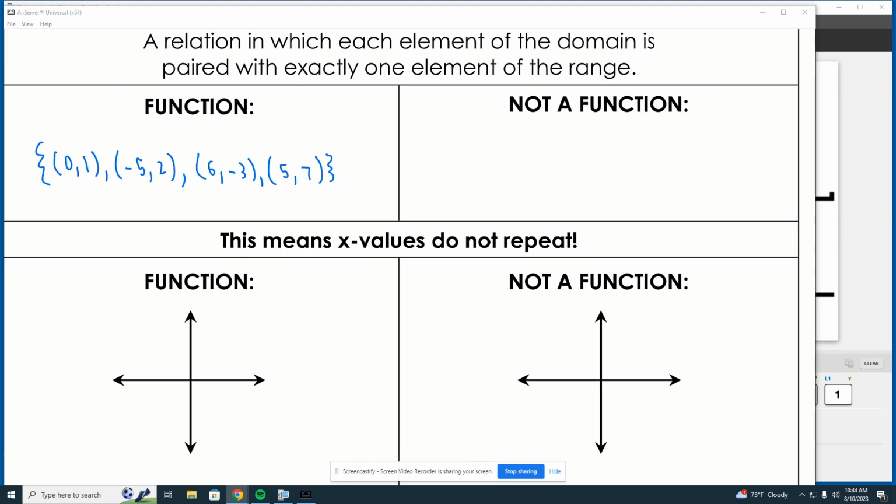But here is an example of 4 ordered pairs, and there's something specific about this group that causes it to not be a function. I want you guys to try to see it. Here they are: (-7, 2), (6, -1), (-3, 9), and (6, 2).